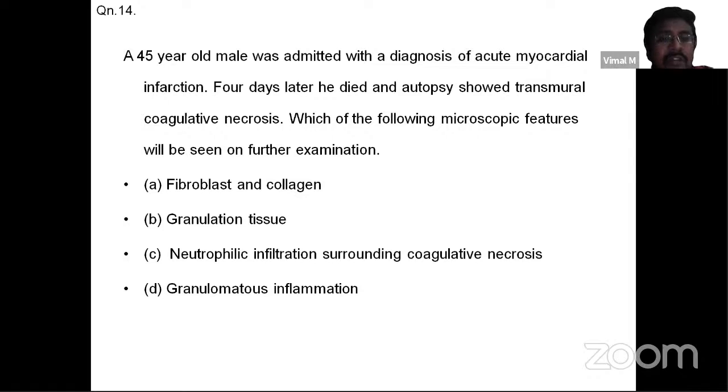Fibroblast and collagen: when will you see them? Fibroblast and collagen are seen initially in the granulation tissue in 7 to 14 days, but the well-formed scar tissue is seen only in 2 to 8 weeks. Granulation tissue, I told you, is from 8 to 14 days. Then granulomatous inflammation: why should a granuloma come here in myocardial infarction? So ruling out the other options, it is the neutrophilic infiltration surrounding the coagulative necrosis.